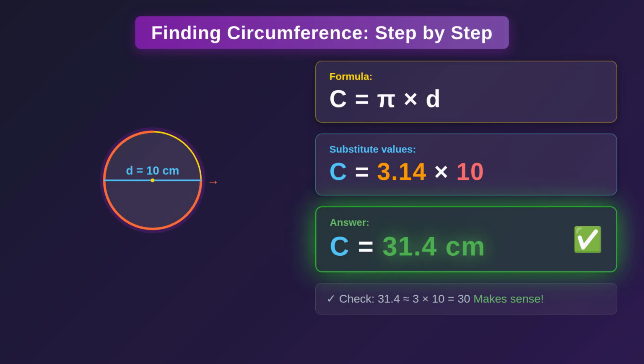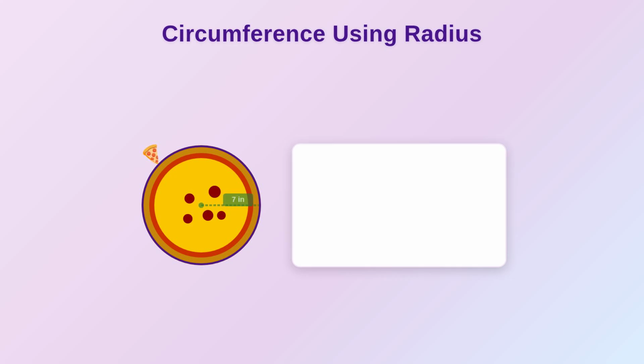That's the distance all the way around our circle. Let's double check. Our diameter is 10, pi is about 3.14, so the circumference should be a little more than 3 times the diameter. And 31.4 is exactly that. Makes perfect sense.